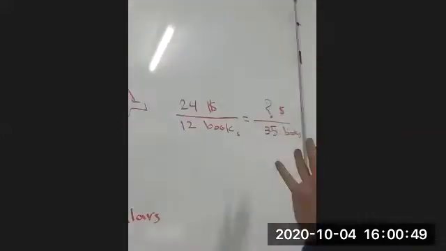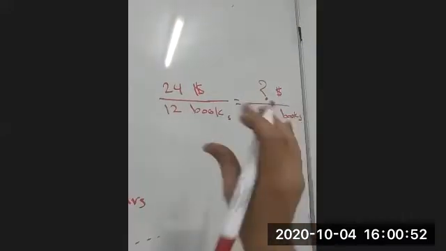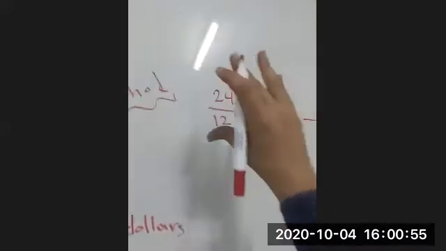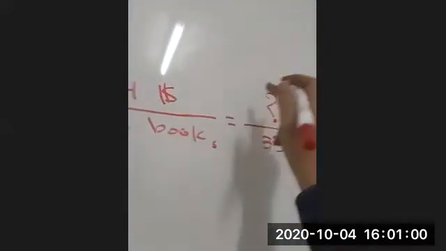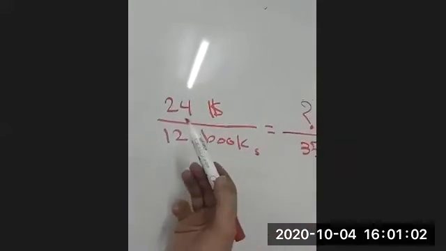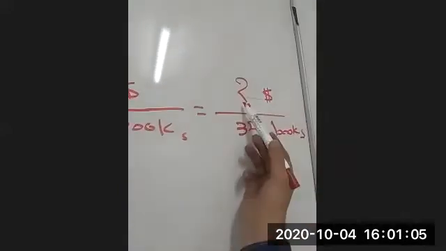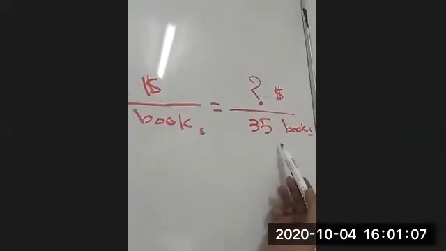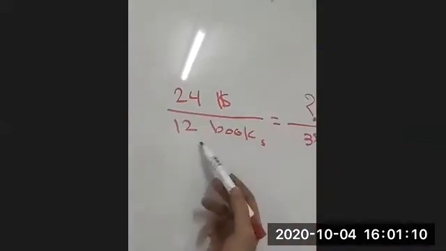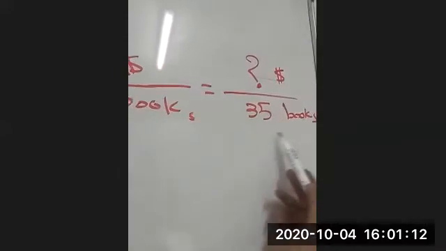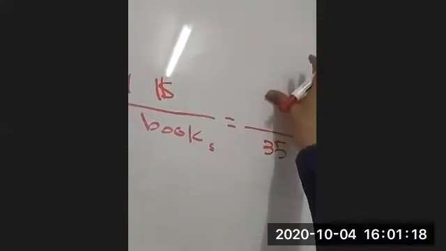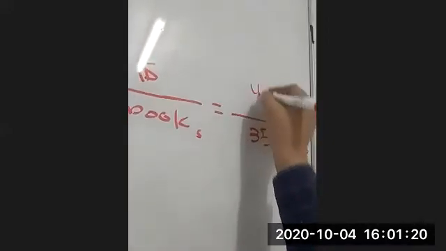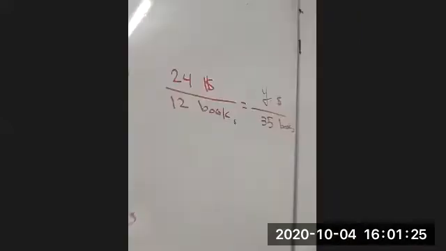What do we call this, guys? Proportional rates. This rate, I brought it from the question. The second rate, from the question itself. So the question said $24 for 12 books. How many dollars for 35 books? And we put them equal. Now the question mark, I'll replace it with a variable. If you remember, we call it what? Y.